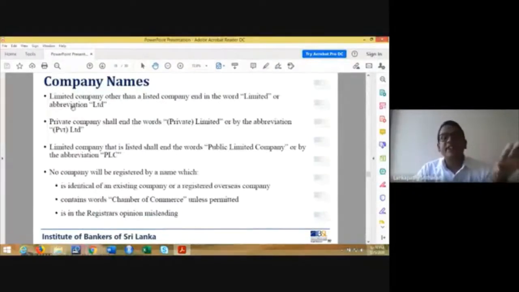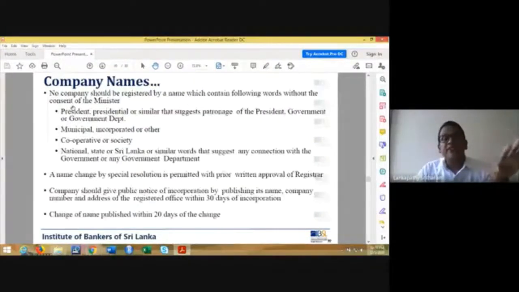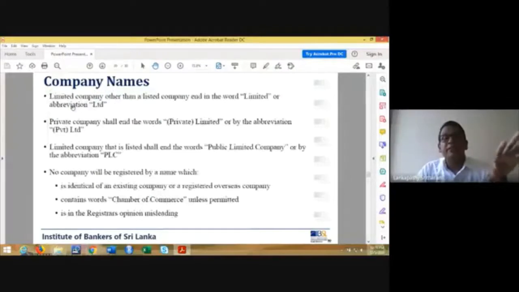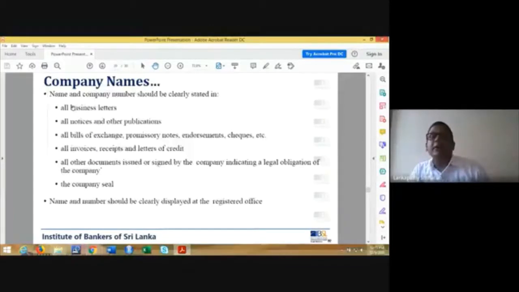And then we have seen something about the company name details, and what names can be used and what names cannot be used, and what the special requirements are based on the type of companies. Those things we have seen in today's class.